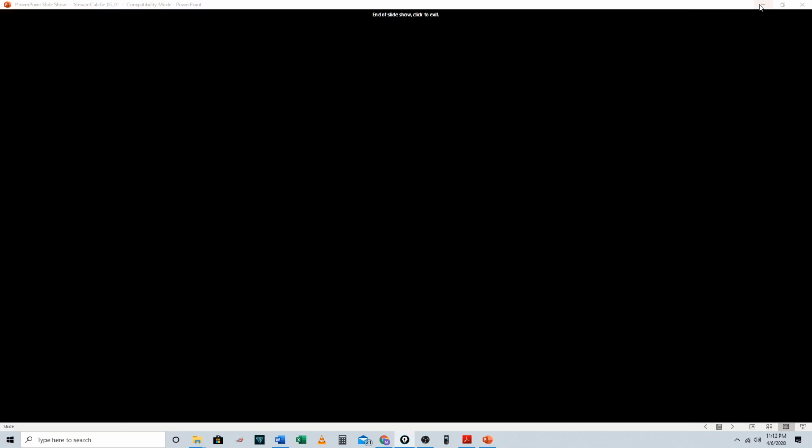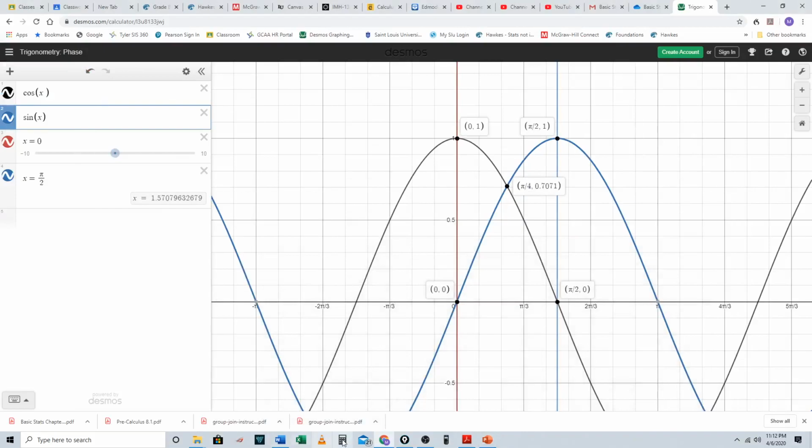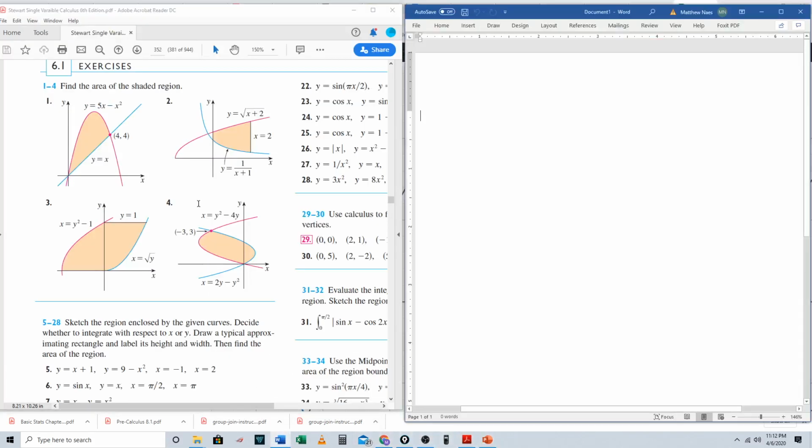A good example of that would be, let's see. See what I mean by number 3 here? The function is in terms of y, x is in terms of y, and the region is bounded from 0 to y equals 1. So not an issue, right?